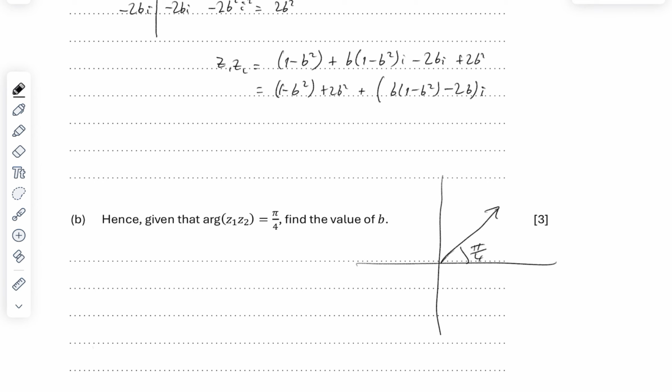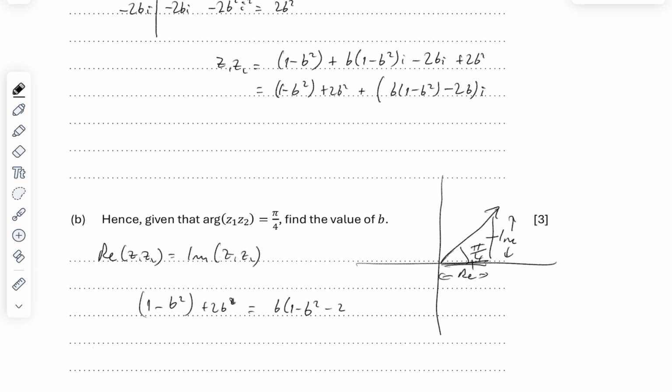And if that's pi over 4, it's 45 degrees, which means there's my real part, and there's my imaginary part, and these lengths are the same. That is the same as that. So we know the real part of Z1, Z2 equals the imaginary part of Z1, Z2. So let's try that. Here's our real part here, and here's our imaginary part. So we get 1 subtract b squared plus 2b squared equals b into 1 subtract b squared subtract 2b.